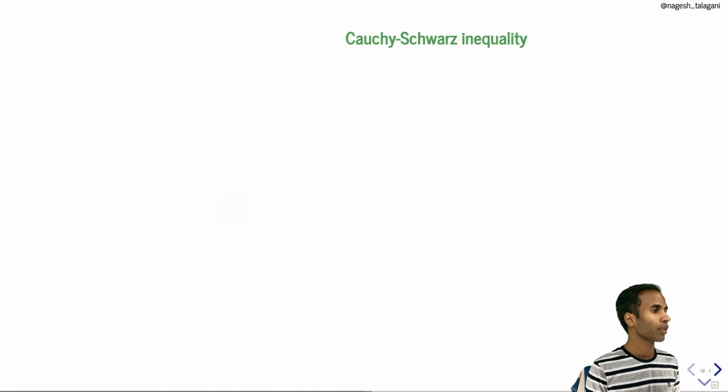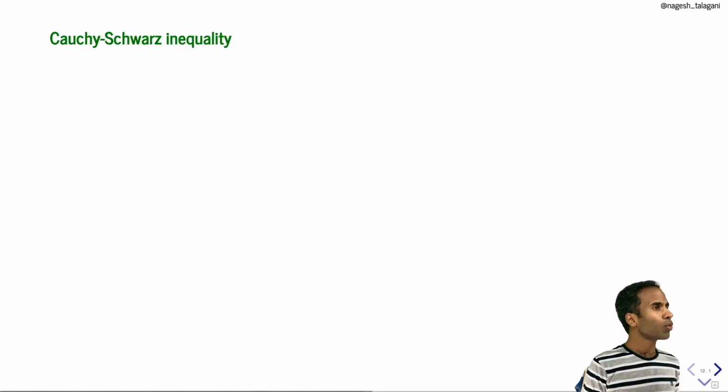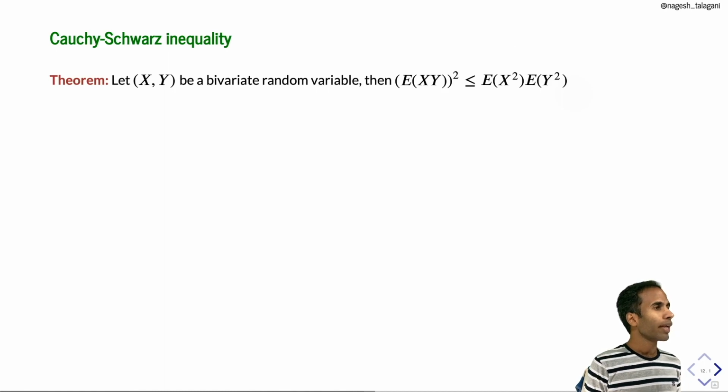Next, Cauchy-Schwarz inequality. Here is the statement. Let (x, y) be a bivariate random variable, then the expectation of xy whole squared is always less than or equal to the expectation of x square times the expectation of y square. Of course, when all expectations in this inequality exist.